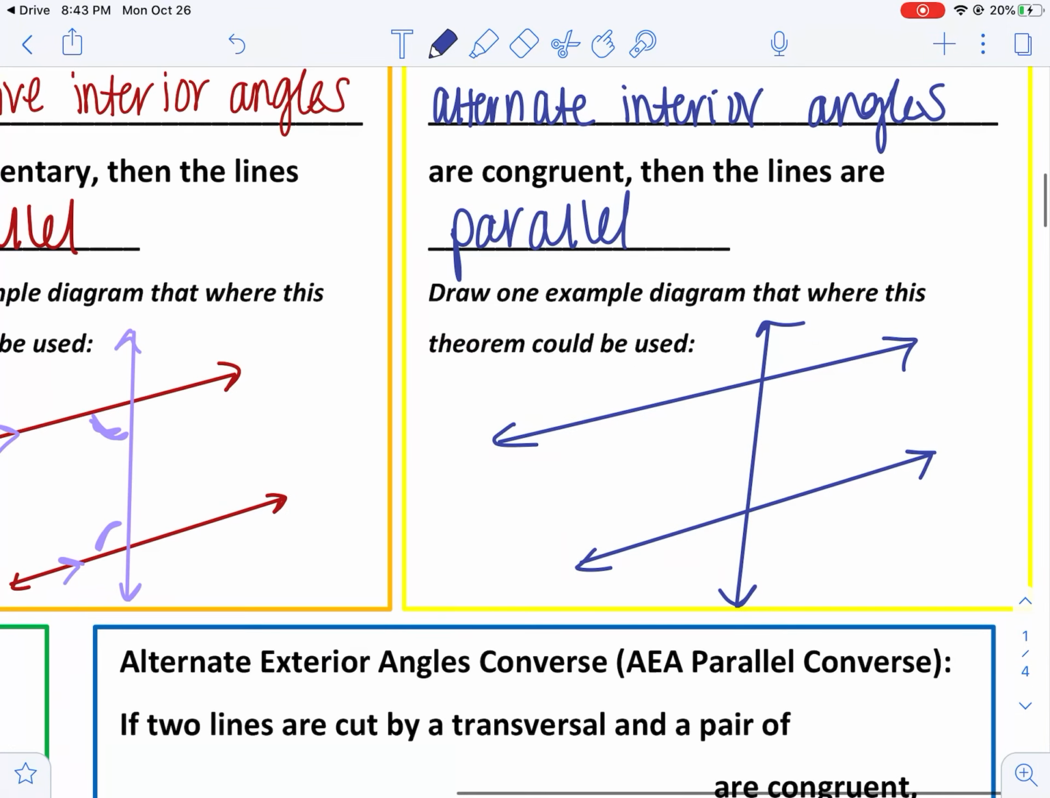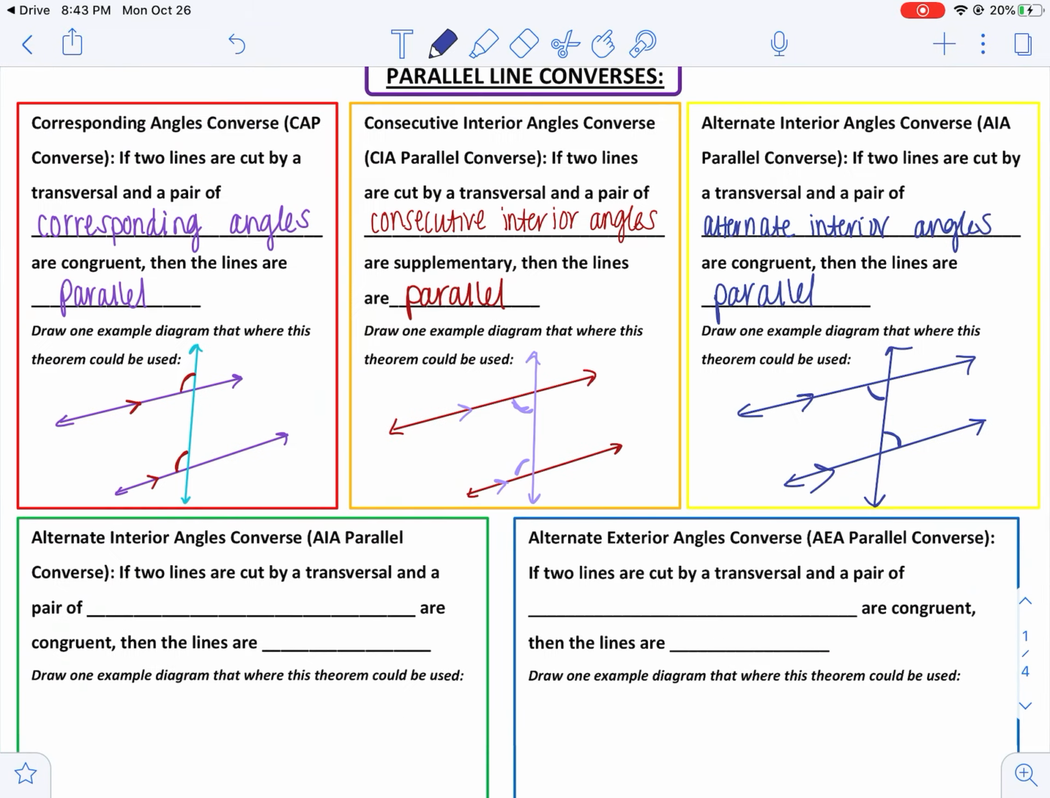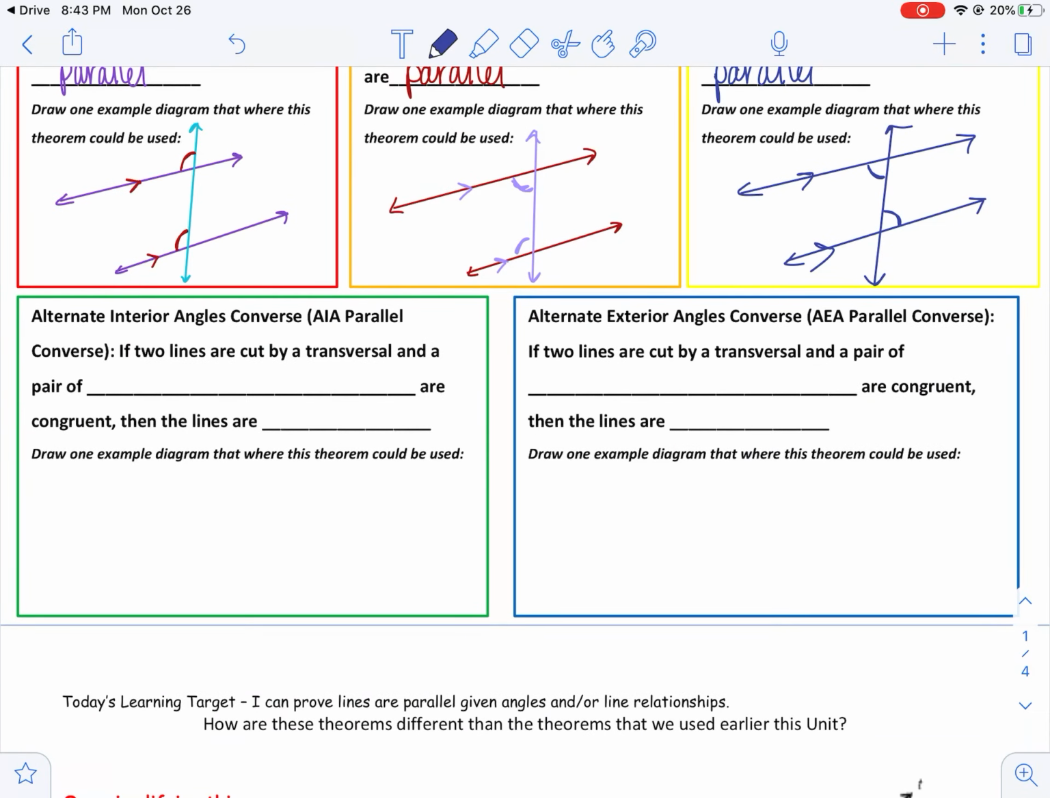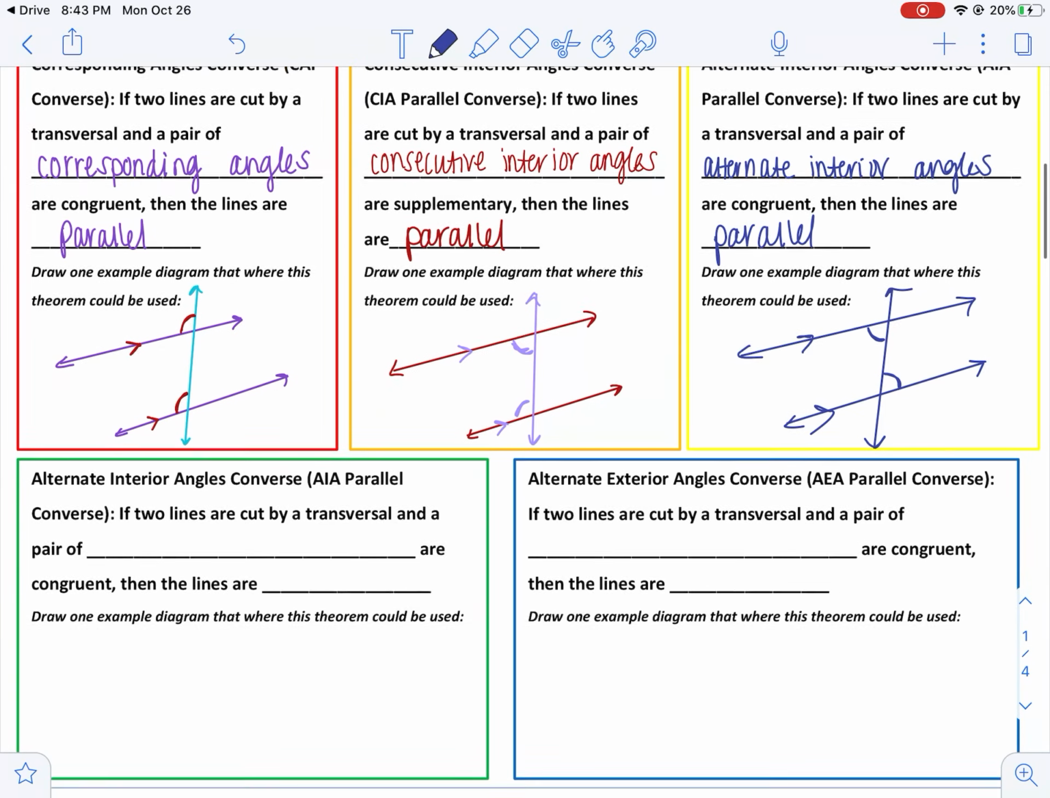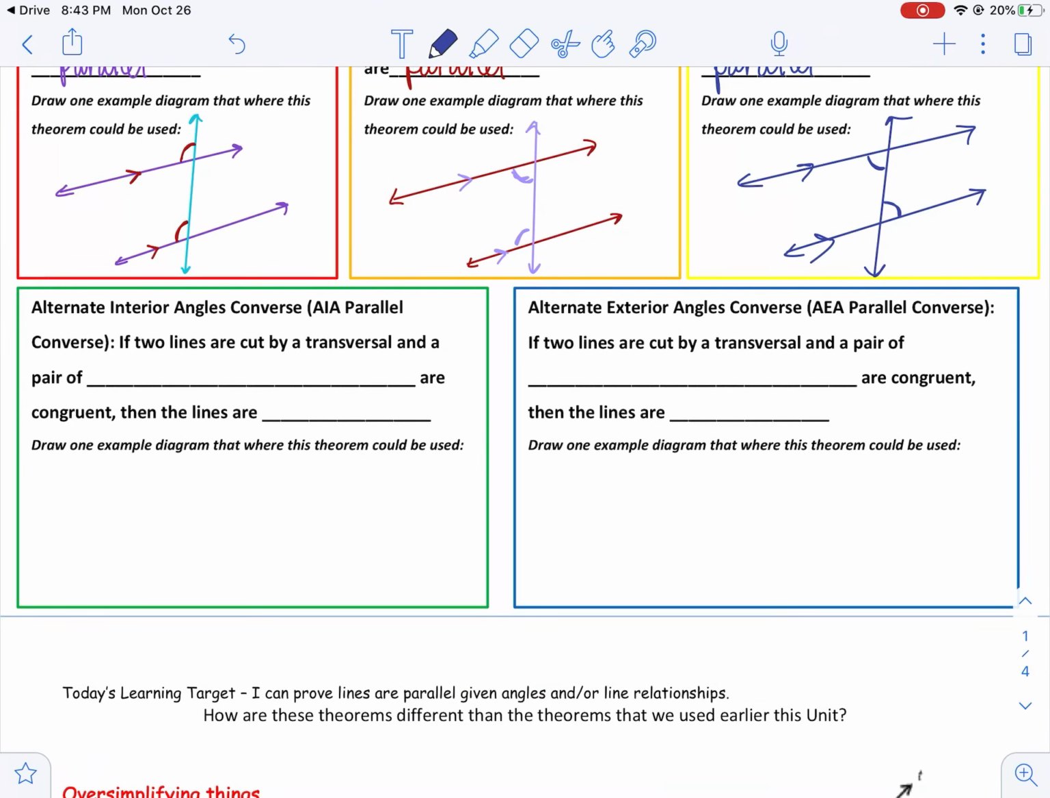All right, I've got some alternate interior angles. I know they're congruent, therefore I can state these lines are parallel. Okay, next one, alternate interior angles. I've got two of the same thing.